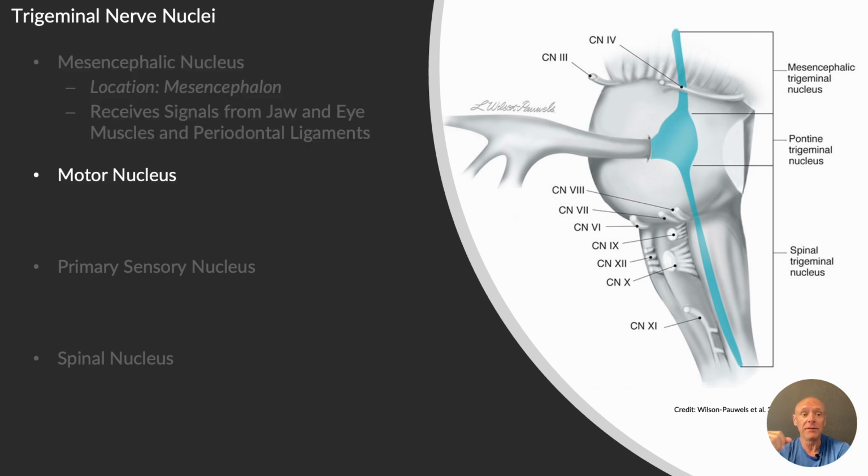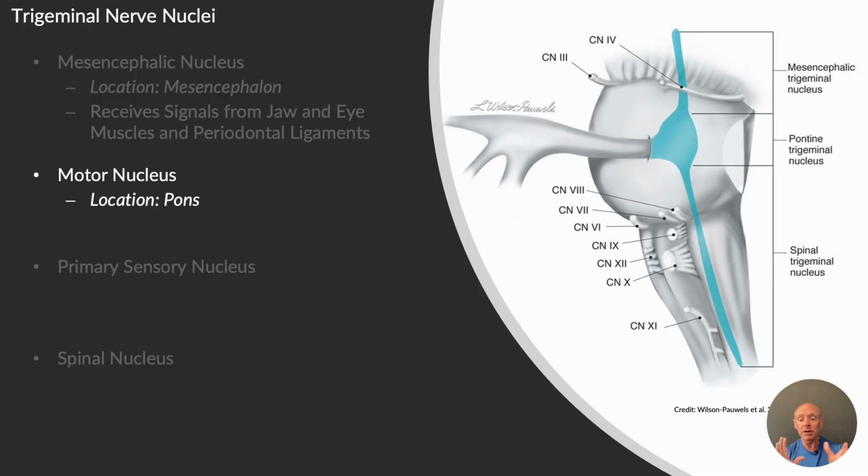If we go a little bit more deeply into each one, obviously the mesencephalic nucleus is in the midbrain or mesencephalon. Whenever we look at the mesencephalic nucleus, what it basically does is it receives signals from jaw and eye muscles and periodontal ligaments. So we talk about this midbrain nucleus as being a kind of proprioceptive nucleus, where it's telling us where our jaw is, what's happening with our teeth, as well as integrating what's going on with our eye movements and our jaw movements. So it's making your brain aware of where those things are in space.